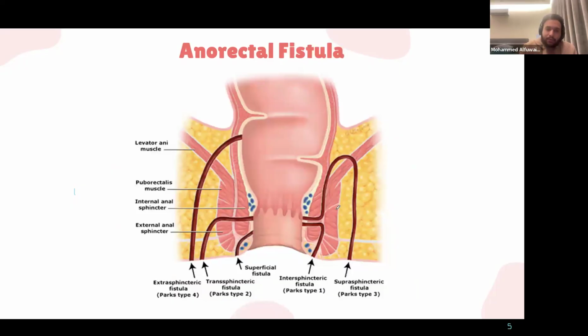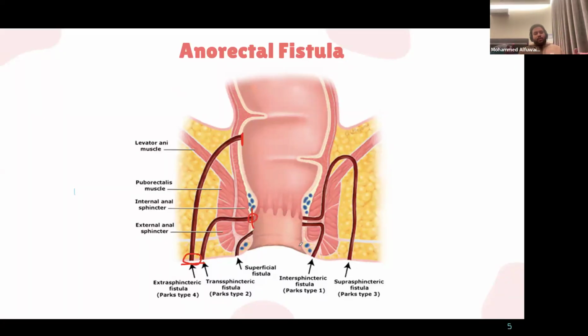A sequela, or what's after anorectal abscess, is they might form an anorectal fistula, which is again a connection between two epithelialized structures. So in this case, it's between the anal canal, or the upper part in the rectum, and it forms an abnormal connection with the skin. Okay, so you'll have an external opening and you'll have an internal opening.